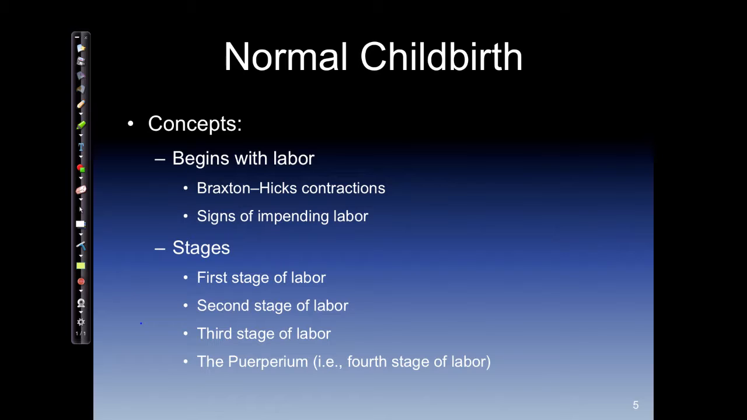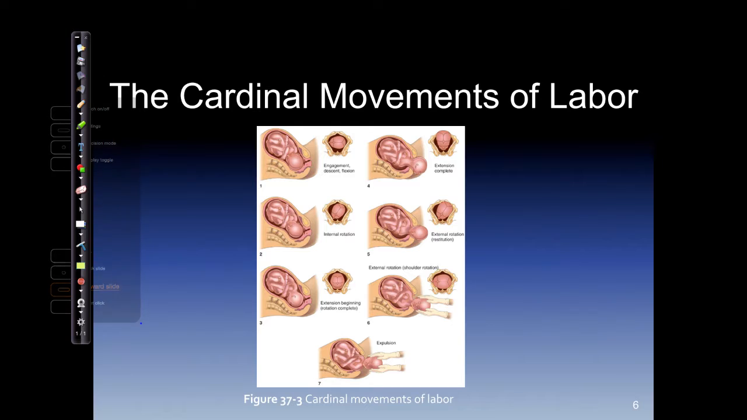In the second stage of labor, we're going to see complete dilation of the cervix to the birth of the baby. And then in the third stage, birth of the baby to the birth of the placenta. We get placental delivery in this. The puerperium, the fourth stage of labor, is birth of the baby to 6 weeks postpartum. This is where everything's kind of going back to normal, if you will, in the mother's body.